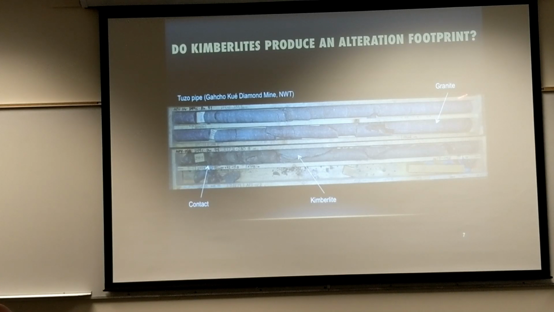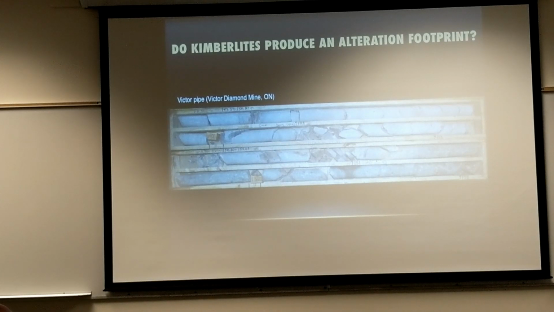You don't see any changes of mineralogy of the granite. You don't see actual new minerals forming. So is there an alteration halo? That's a good question. Probably not there. In Victor pipe, you can see here's the limestone, here's the Kimberlite, here's the contact. Do you see any mineralogical change in the limestone that indicates that the Kimberlite is below? And the answer is not really.